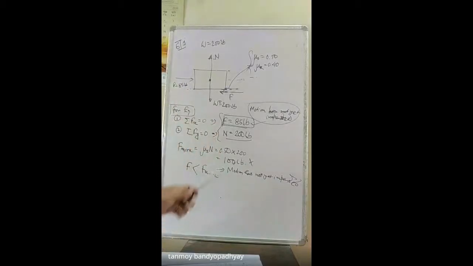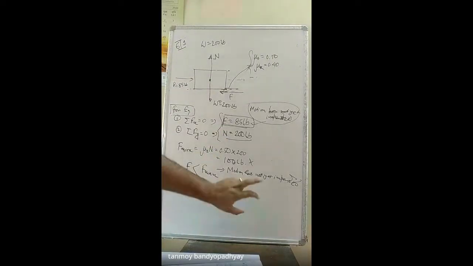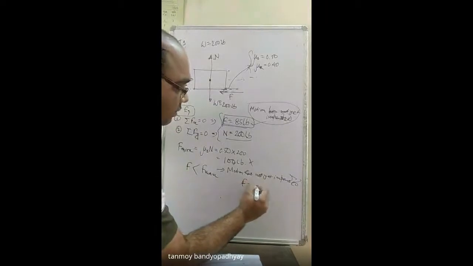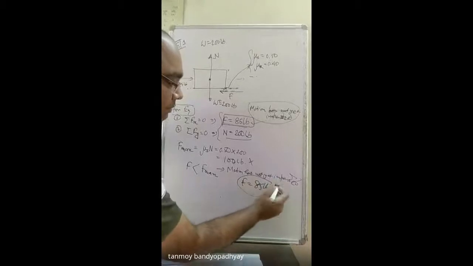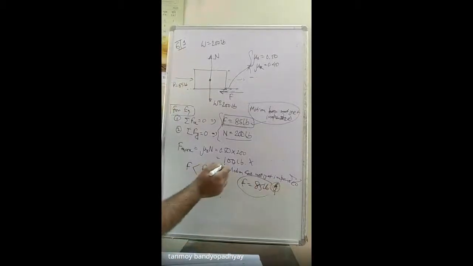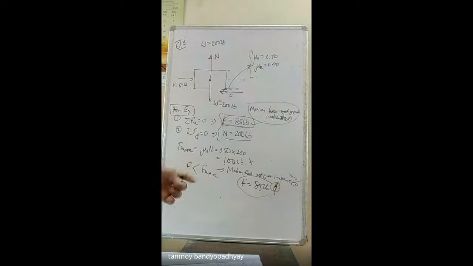Had the motion been impended, we would have used this equation. Had the motion started, if it were in the kinetic state, we would have used mu k into N. In this case, since motion has not started or impended, since this is already less than F max, the answer for the friction value is this one. It's 85 pounds and still increasing. It will reach a value of 100, and after that the motion will impend, and then the frictional force will become equal to mu k into N. So this was the first problem.